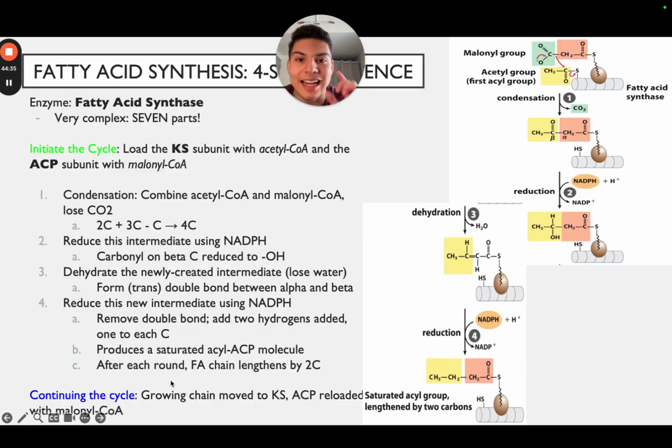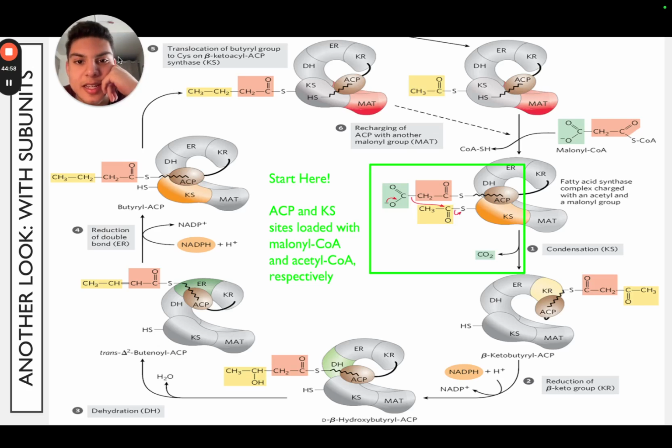Oh, I lied. I'm so sorry. Before I forget, the growing chain is moved to the KS. My apologies. Yes, this makes sense. And the ACP is reloaded with malonyl-CoA. And you guys can walk through this as well.